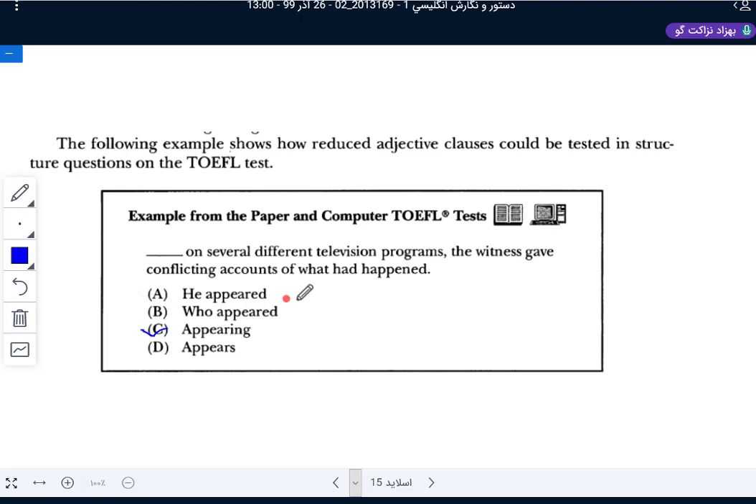If I choose A, I will have the subject and verb. If I choose this, who appeared on several, okay, who is a connector, adjectival clause connector.